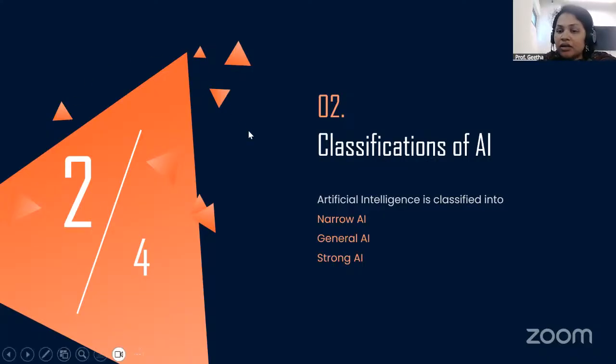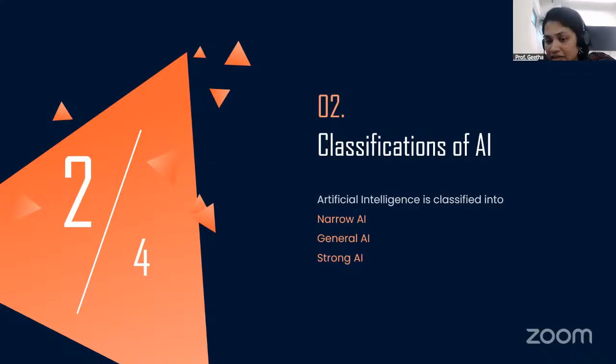And when I'm talking about AI, we all know that it is categorized into narrow AI, general AI, and strong AI. When I say narrow AI, it is any agent that is given only one particular task. For example, we were discussing the vacuum cleaning agent. It is a narrow AI because the only task that it is going to perform is to check for the dirt and clean. So that is narrow AI.